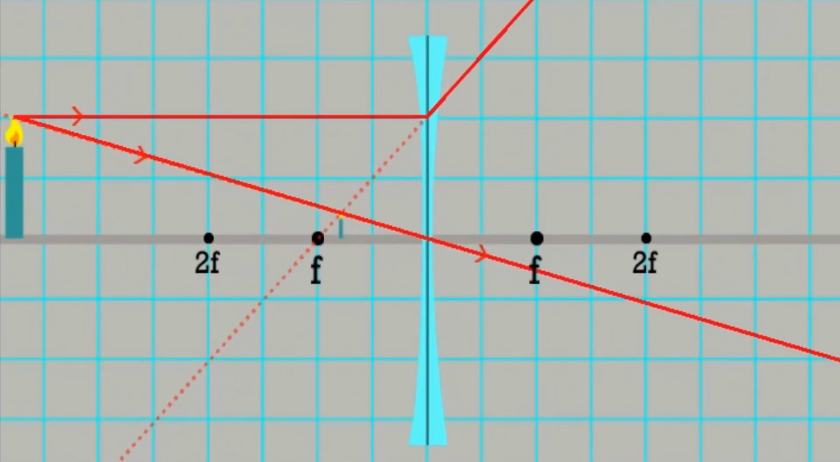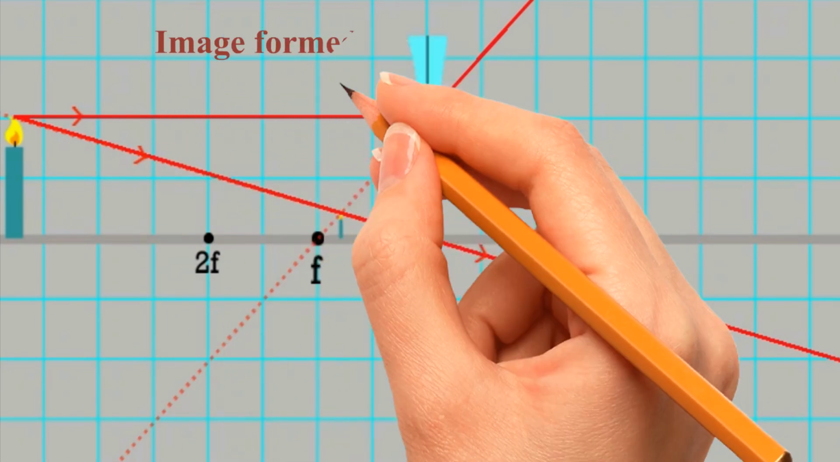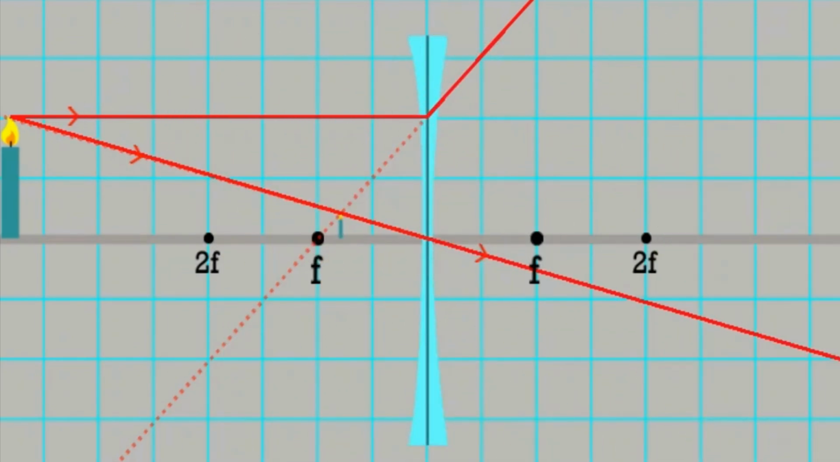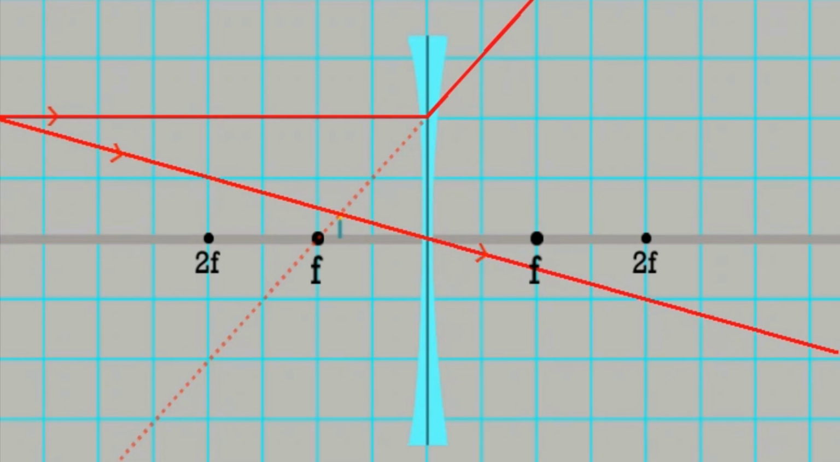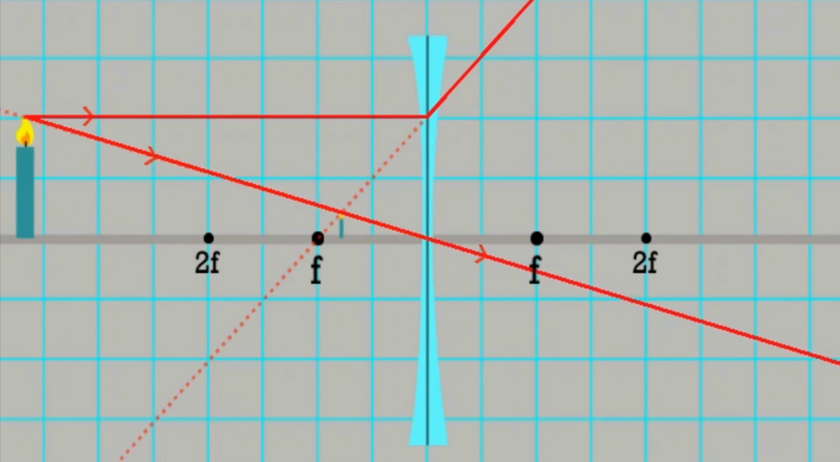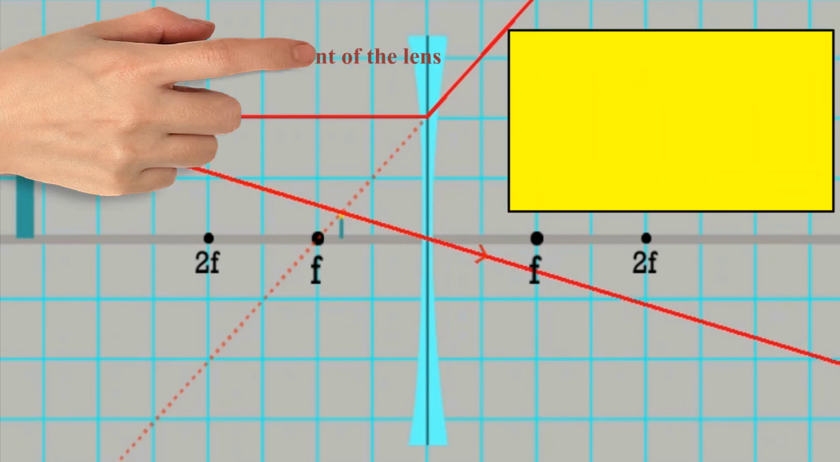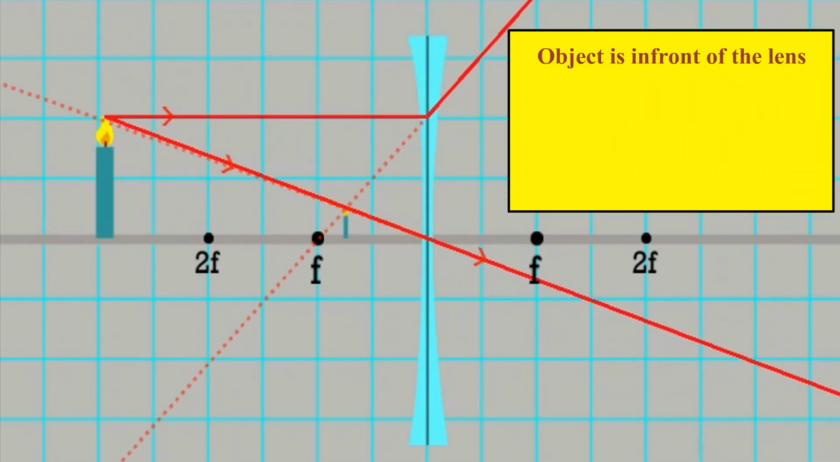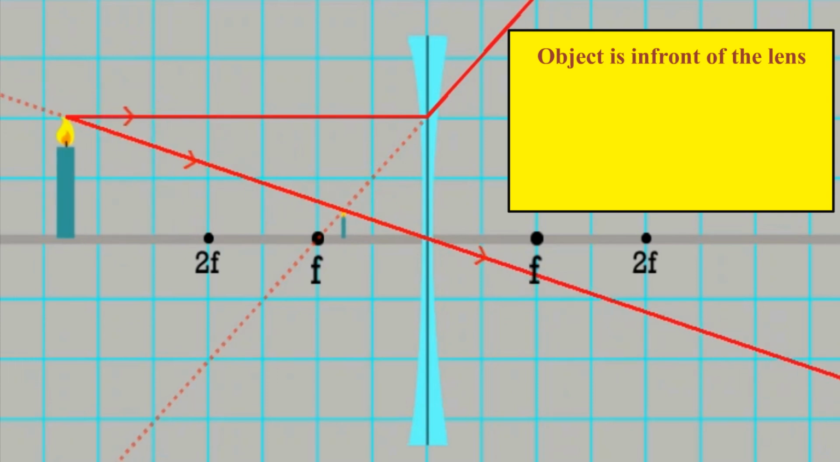Now let us discuss the image formed by a concave lens. It is also known as a diverging lens. So now see that when the object is in front of the lens, somewhere beyond 2f, beyond the center of curvature, where do you get the image?